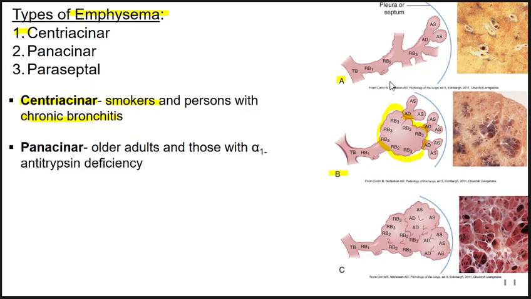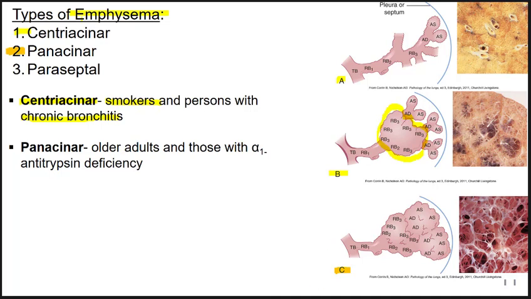And I should also state that the surrounding lung tissue is usually also untouched. Okay, now we'll move on to another type of emphysema, and that type is the panacinar. So that's C here. Actually, I'll use a slightly different color. So C then is our panacinar emphysema.